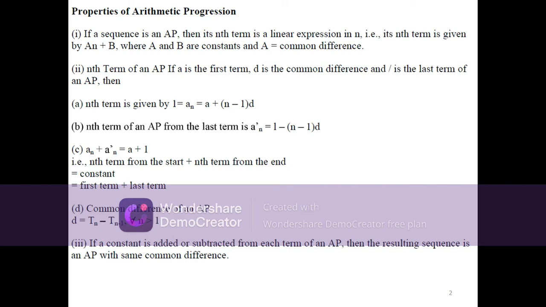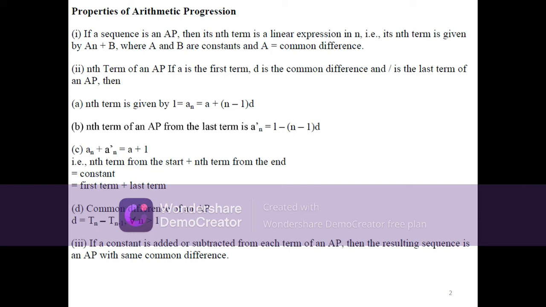Here we will represent the last term as L equal to an equal to a plus n minus 1 into d. The nth term of an arithmetic progression from the last term is a dash n equal to L minus n minus 1 into d. The sum of the nth term and nth term from the last term is equal to a plus L, which is actually the sum of first term plus last term.